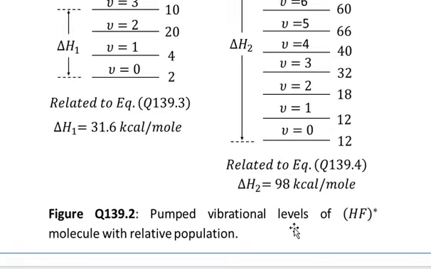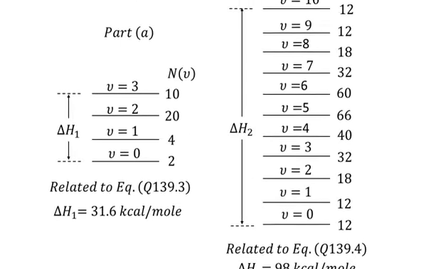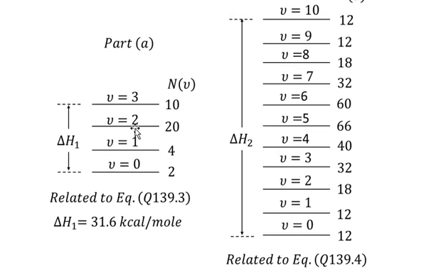Pumped vibrational levels of the hydrogen fluoride molecule with a relative population shown in part A, for example, corresponding to reaction number 1. You have delta H1, which you see indicated over here. The 4 vibrational levels are indicated: V equal to 0, V equal to 1, V equal to 2, V equal to 3. And of course, the value of delta H1 is also specified over here, 31.6 kilocalories per mole. This figure, part A, is relevant to equation number 3.